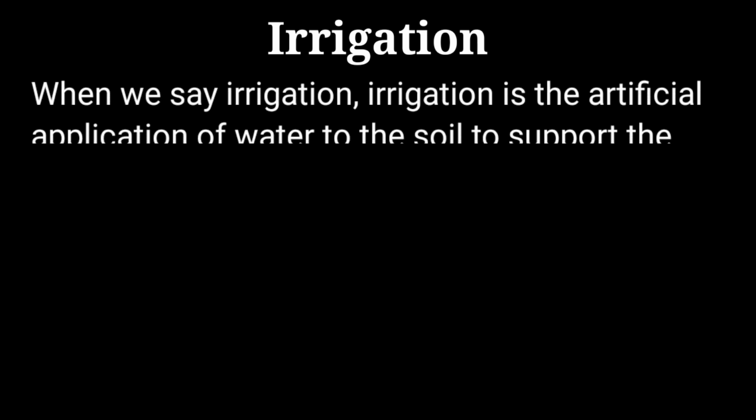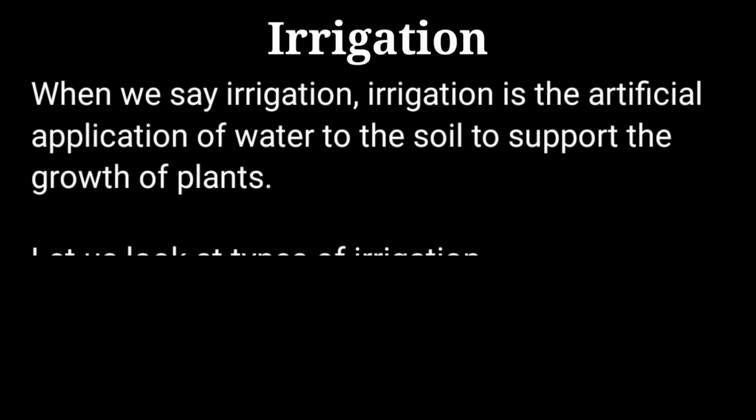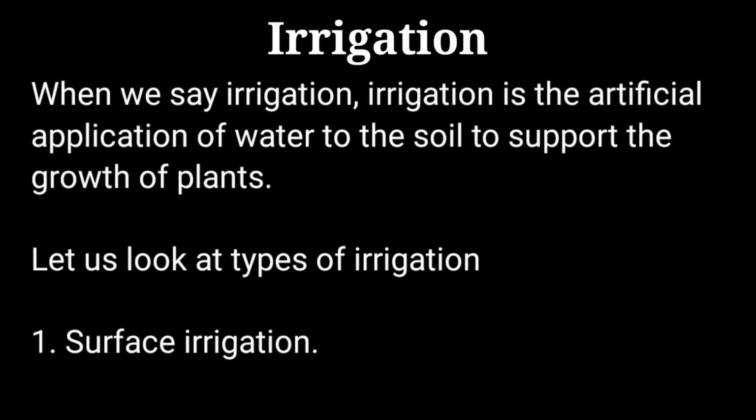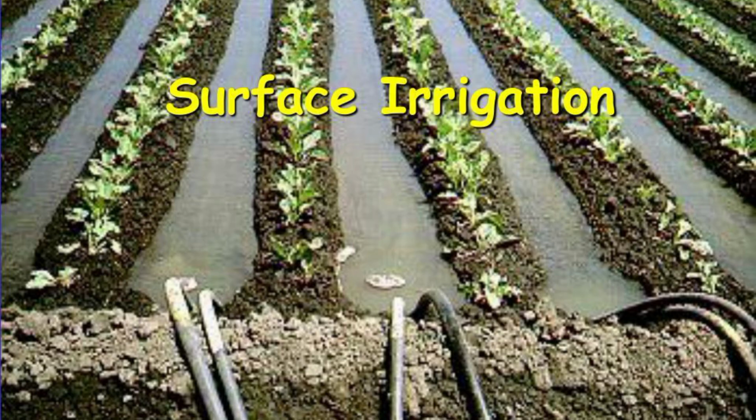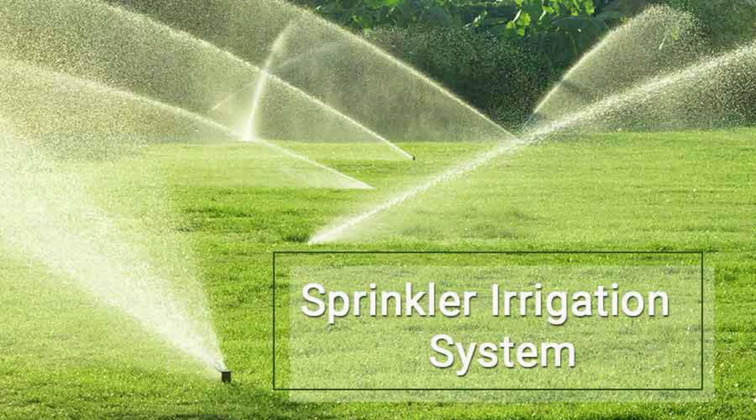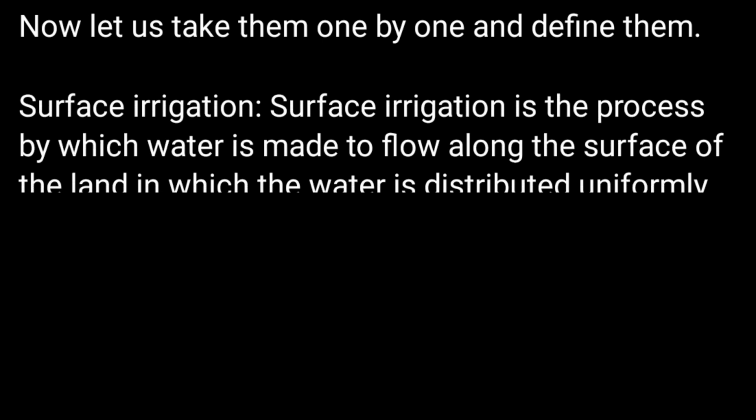All right, let us look at irrigation as a subtopic in agri. Now, when we say irrigation, irrigation is the artificial application of water to the soil to support the growth of plants. Now, let us look at types of irrigation. We have number one, surface irrigation. Number two, sprinkle irrigation. Now, let us take them one by one and define them.